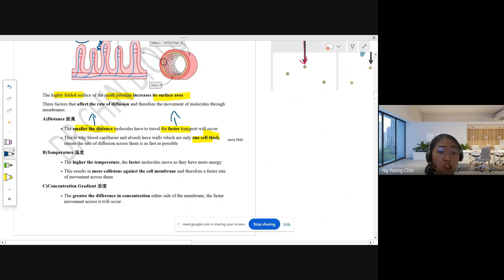And also the temperature. If you have a higher temperature, you are also able to increase the rate of diffusion. Why? Because temperature is very closely related to kinetic energy. When the temperature increases, kinetic energy also increases, which increases the frequency of collisions between the substrates.